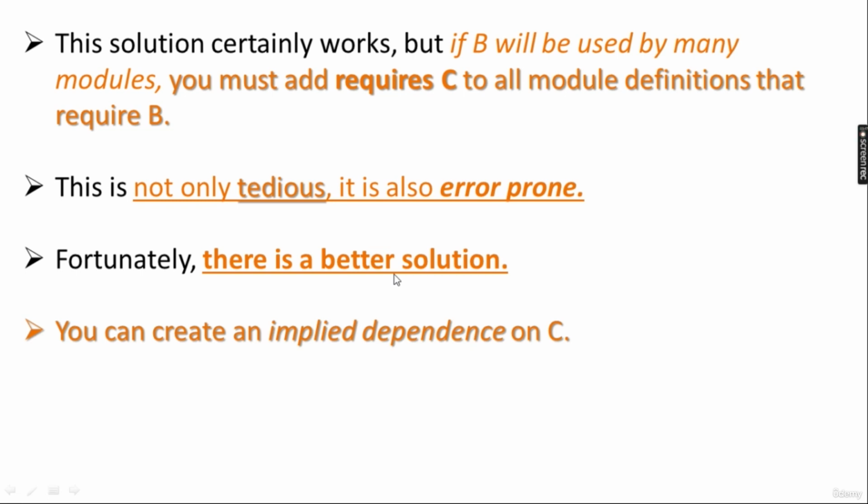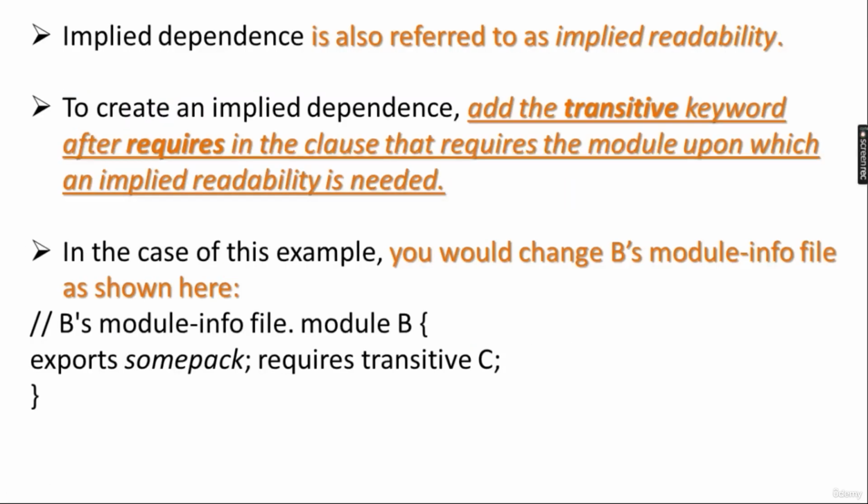You can create an implied dependence on C. This dependence is also referred to as implied readability. A is dependent on B and B is dependent on C, so A is indirectly dependent on C. In that situation, implied readability takes place. To create an implied dependence, add the transitive keyword after requires in the clause that requires the module upon which an implied readability is needed.